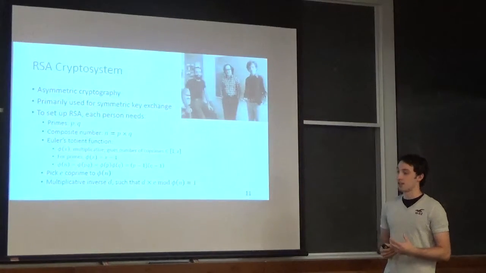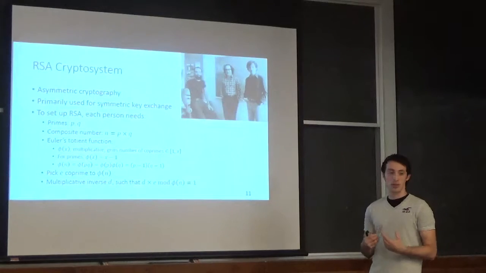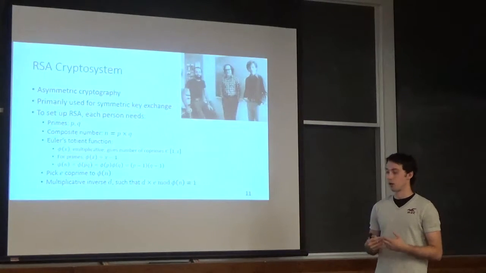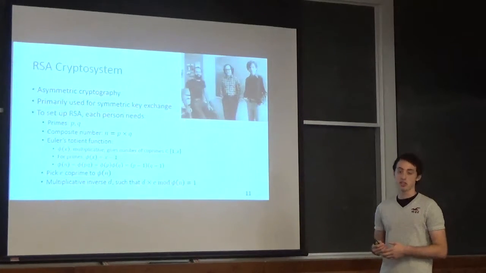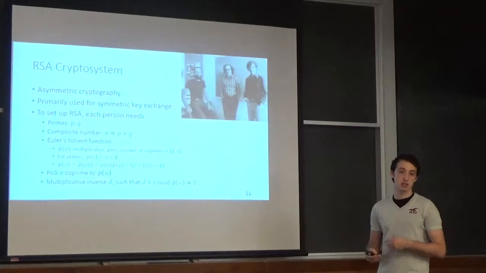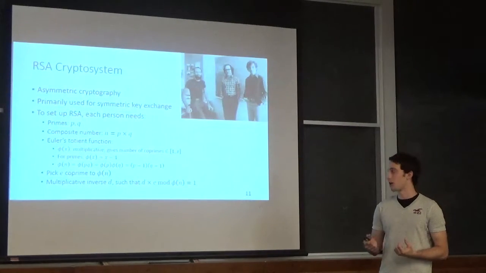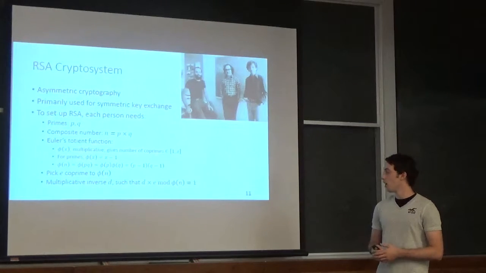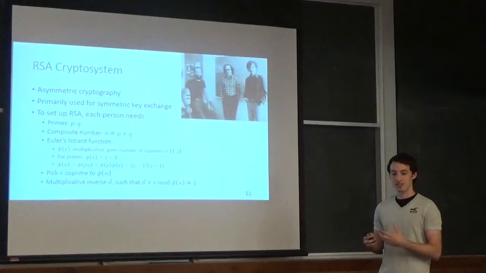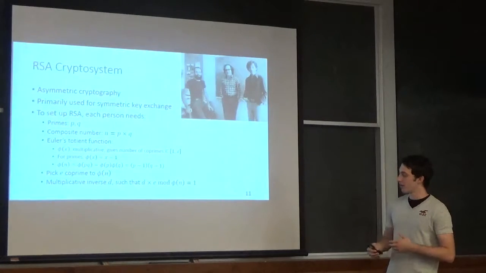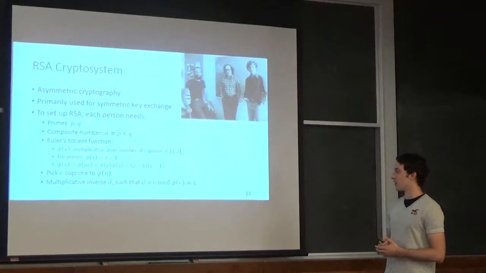To set up RSA, each person will need to choose two prime numbers, p and q, and then multiply those together to get a composite number, and we call that n. You compute something called the totient function of n, which is very easy to do given p and q. It's just (p minus 1) times (q minus 1). And then you pick a number e co-prime with phi, the totient function. The whole mathematical reasoning behind this is kind of complex.